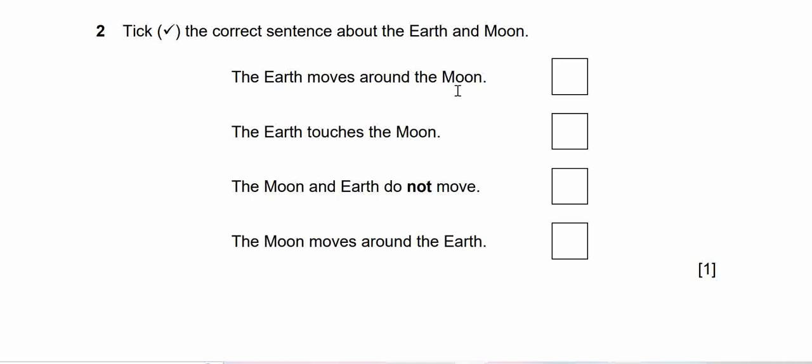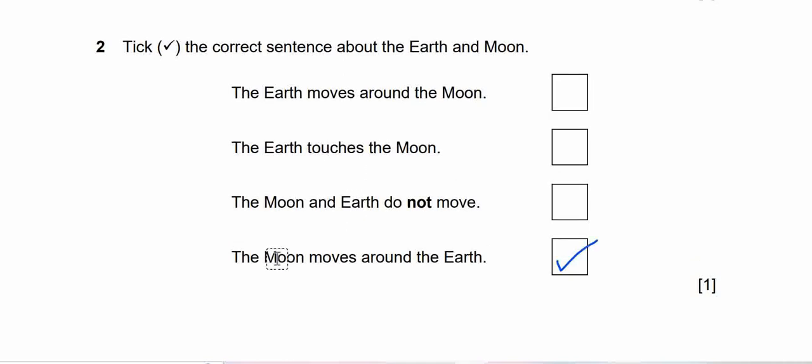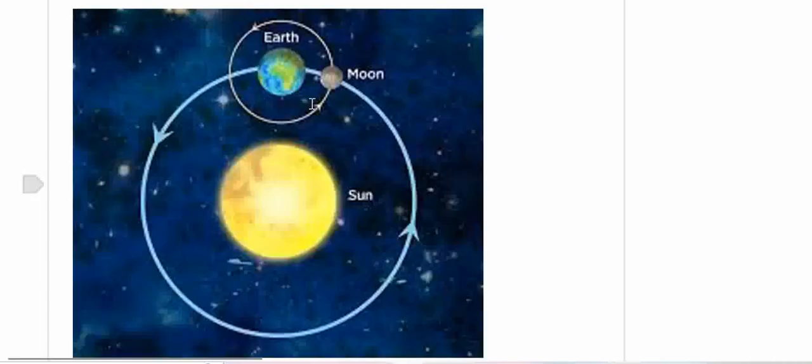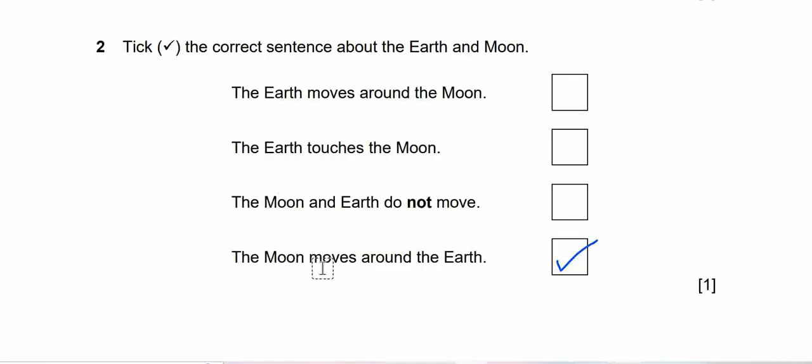Okay, let's reveal the answer, guys. Here we go, so the Moon moves around the Earth. Let's take a look at the explanation for a while. If you see the diagram of the Earth and the Moon, the Moon is always moving around the Earth in a period of around 28 days to complete one circle, right? So we say the Moon moves around the Earth. And another explanation we have to know is the Earth moves around the Sun. Alright, next. We get back to the question. The Moon moves around the Earth.